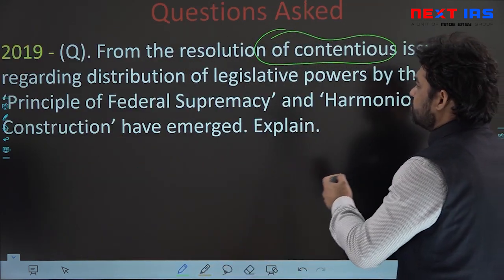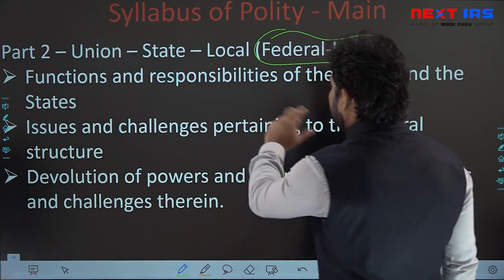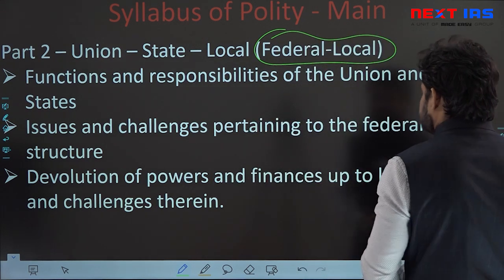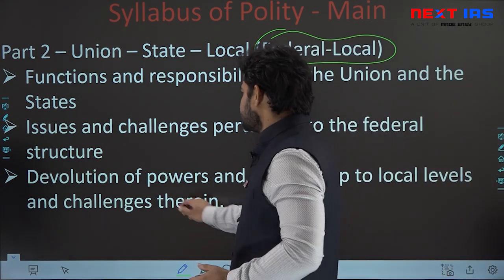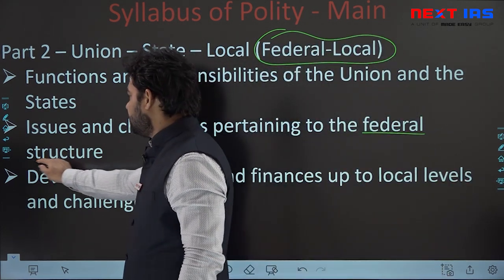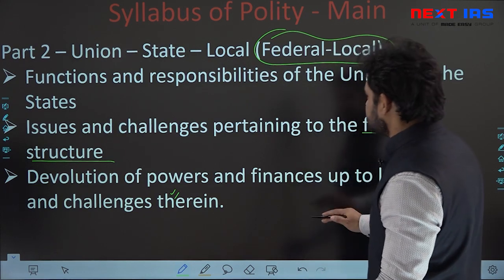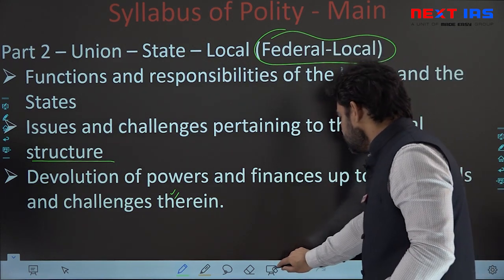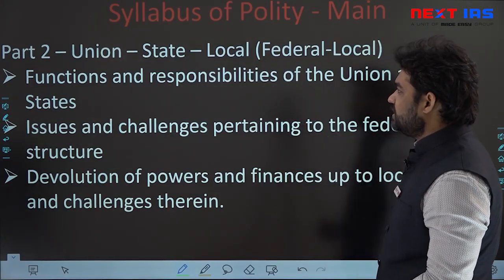But generally here the question is with respect to the federal-local aspect, the devolution of power and finances up to local levels and the challenges therein. So sometimes the question comes from this aspect. One significant area is federal structure related questions, that is, functions and responsibilities of the Union and the state. So we can divide it into three parts.